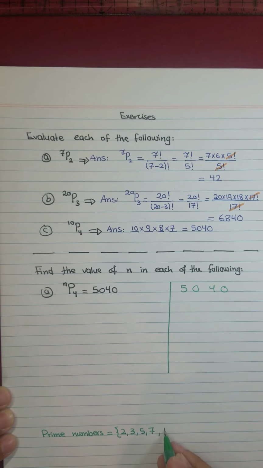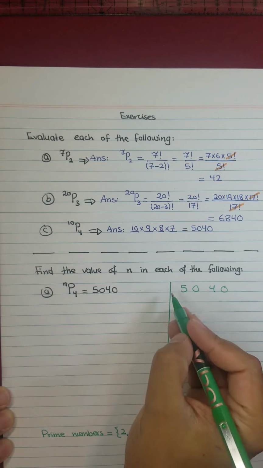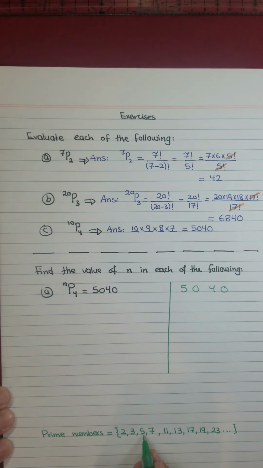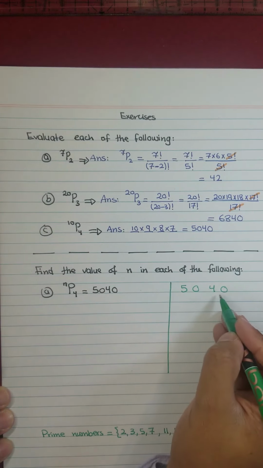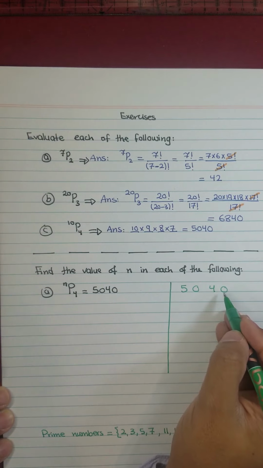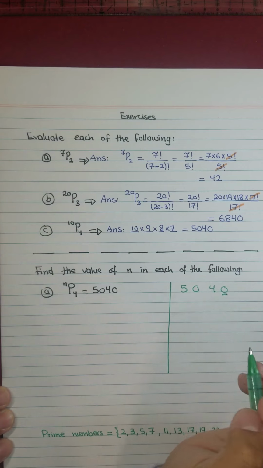What follows 7 is 11. What follows 11 is 13. There is also 17. There is 19. There is 23. All of these numbers are prime numbers, but we really care most about 2, 3, 5 and 7. This is what we use most of the time. So how do you know whether you choose 2 or 3 or 5 or 7? Well, choosing 2 is quite easy. If the number is even, so it ends with a 0 or a 2 or a 4 or a 6 or an 8, then you choose 2.